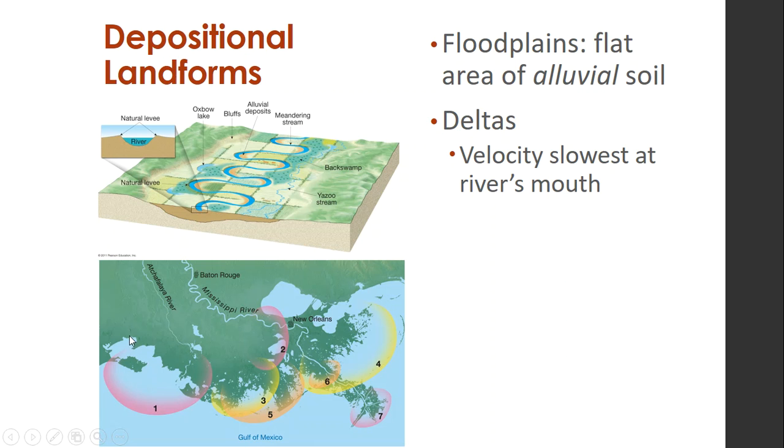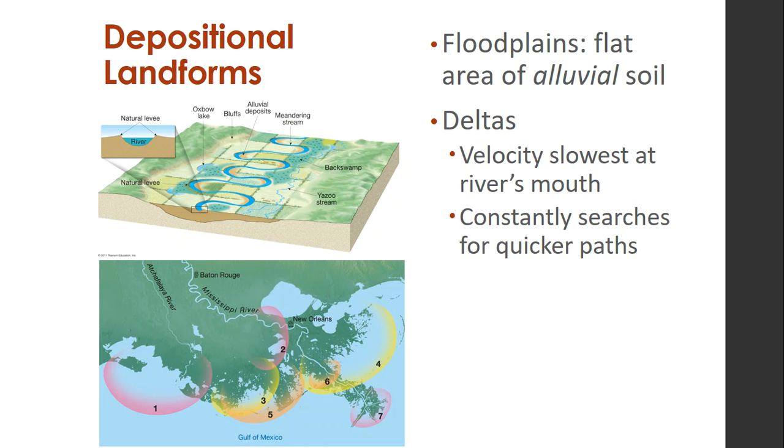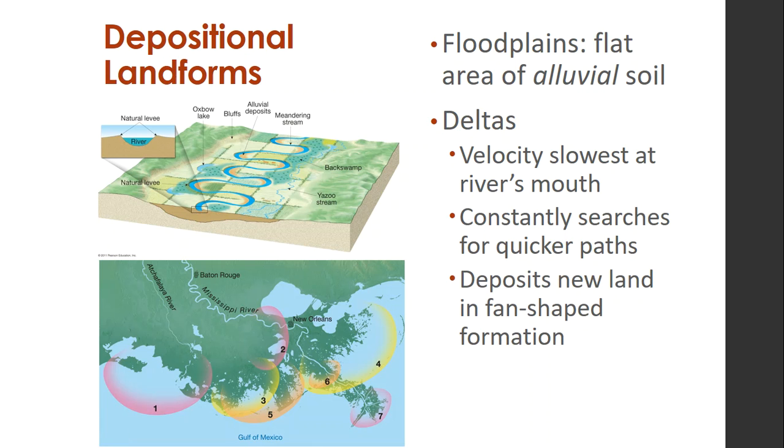And the velocity is slowest at the river's mouth, right? So it's really going to drop all of that stuff off. The river is at its slowest point, and it can no longer carry that sediment any further. And that river is constantly searching for quicker paths. So basically, the Mississippi River, if it was allowed to flow how it would naturally, it would be going back and forth and depositing material all around the delta. So it deposits new land in this fanned shape formation.